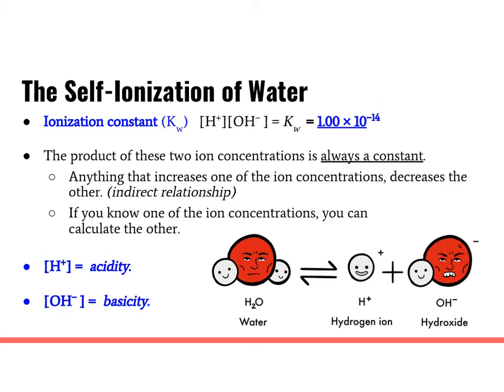So that's a value that you guys are going to want to keep track of. The product of these two ion concentrations is always constant. So that means if one increases, the other has to decrease, and we know that that is called an indirect, or another term is going to be inverse relationship. So as one goes up, the other has to come down. So if you know one of the ion concentrations, you can calculate the other because we know what Kw is. So again, the H plus talks about the acidity, the OH minus talks about the basicity or alkalinity, or how basic it is.